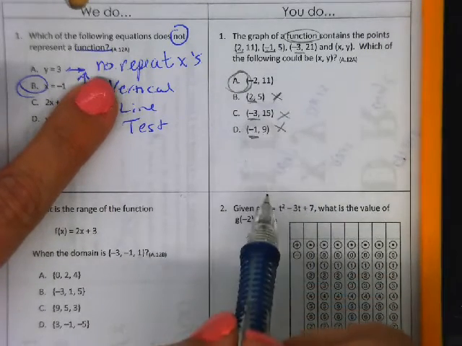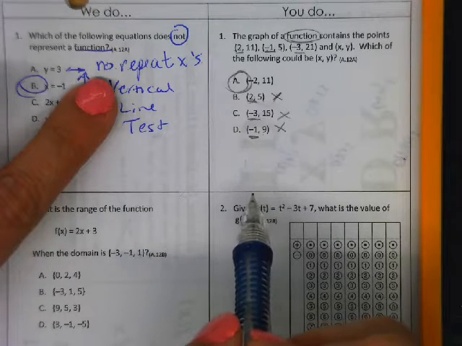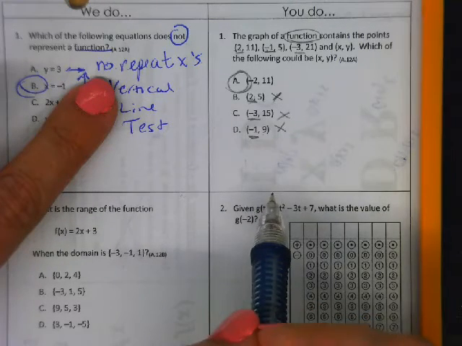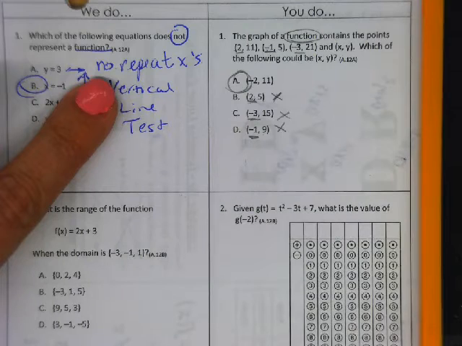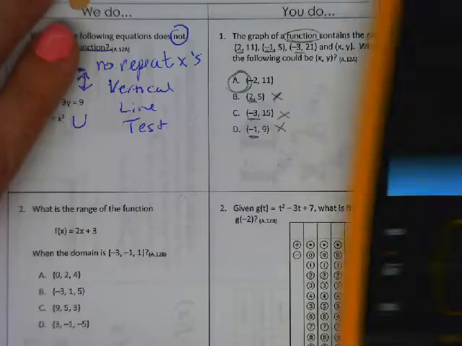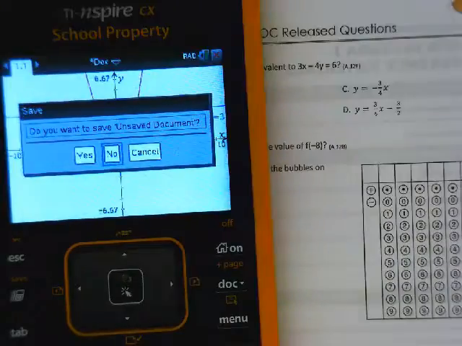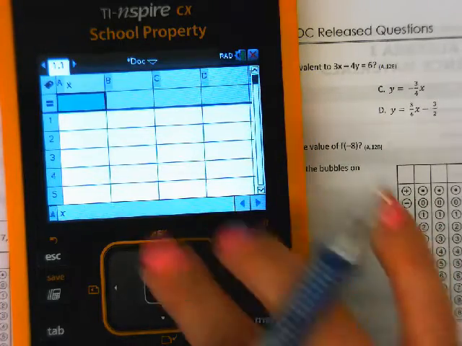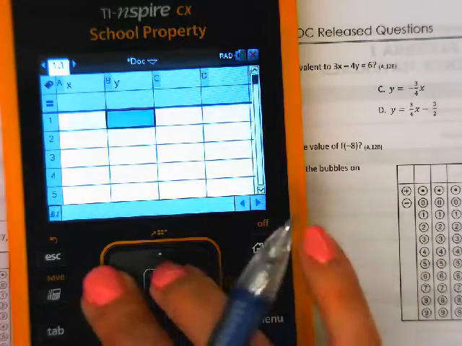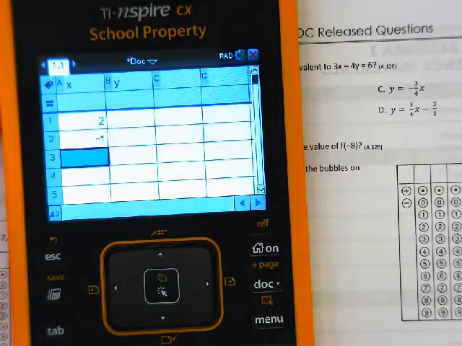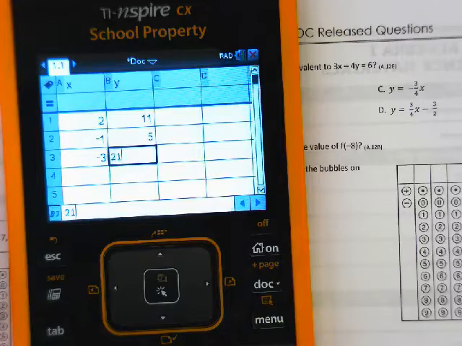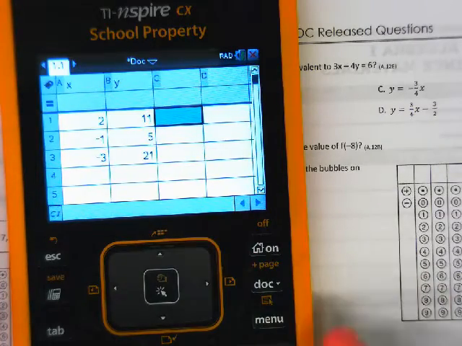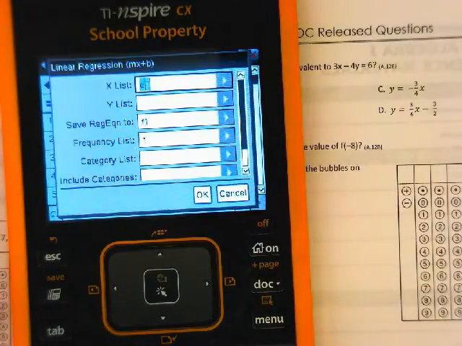Now, some of you were doing lists and spreadsheets, and then you were looking at your table, which is perfectly fine. You can definitely do that. Does anyone want to see that? Are you okay? Okay, so if you were going to do list and spreadsheets, remember you always have to do the X and the Y. So you would have -2, -1, -3, 11, 5, and 21. And then you would say menu 4, 1, 3, X and Y.